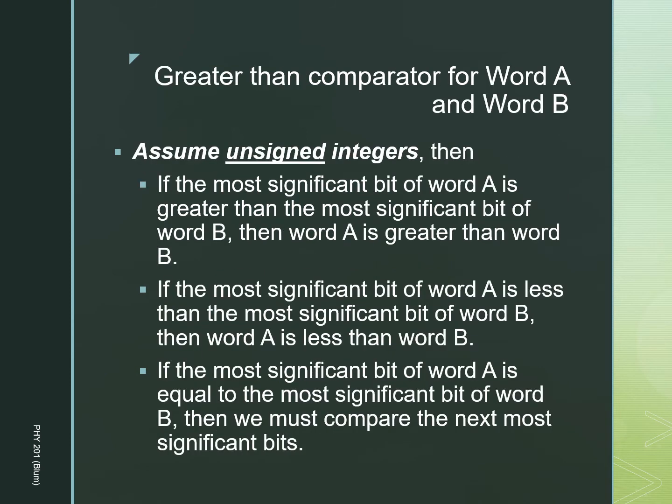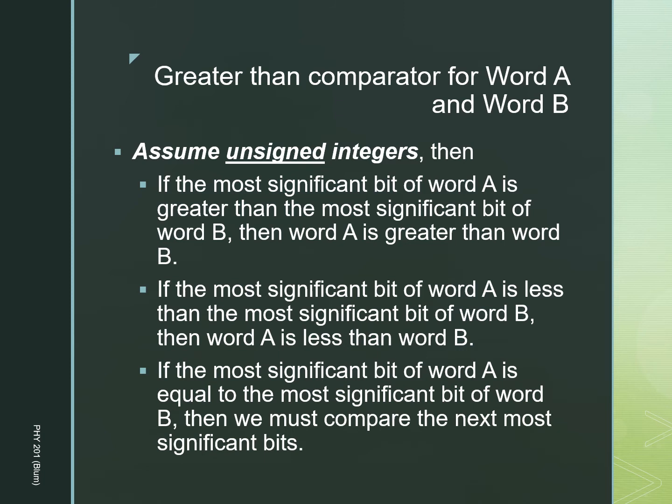Next, we're going to look at the greater than comparator to compare word A to word B. And let's keep it simple and work with unsigned integers. So we start off by comparing the most significant bit of word A to the most significant bit of word B. And if the most significant bit of A is greater than the most significant bit of B, then A is greater. If the most significant bit of A is less than the most significant bit of B, then A is less than word B.